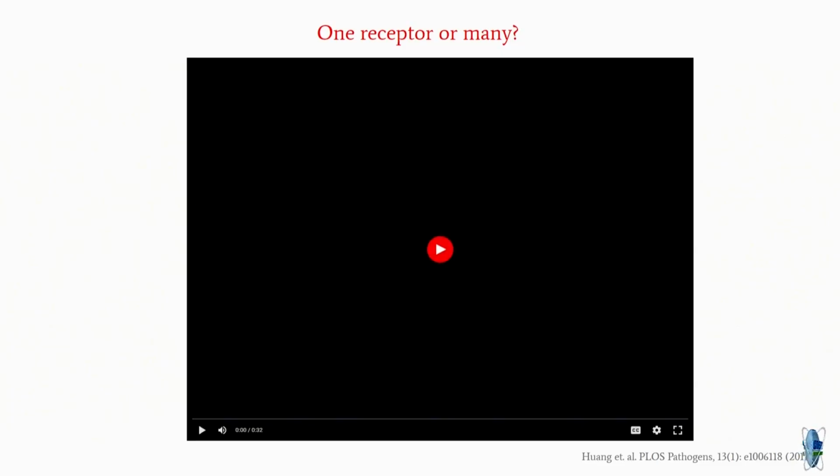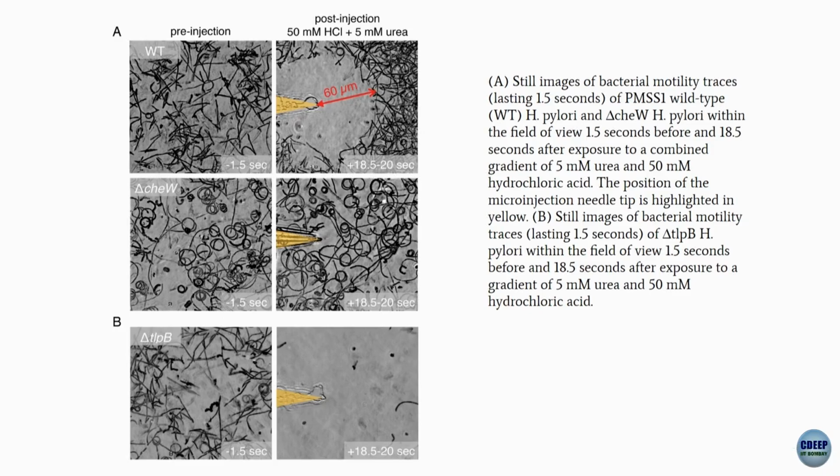So this is, I've already talked about this, whether it has one receptor or many receptors. This image shows that you can characterize, like I said, this depletion zone around the source by playing with this concentration of HCl and urea. This is the TLPB mutant where it does not feel the attractant, but it feels the repellent, which is why you cleared the field of bacteria.